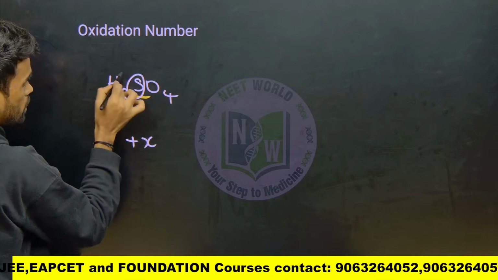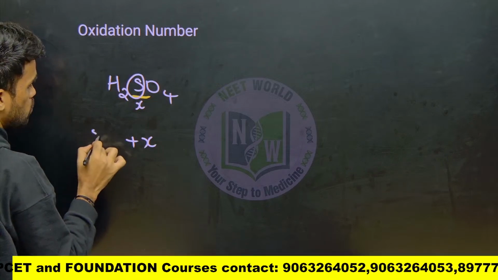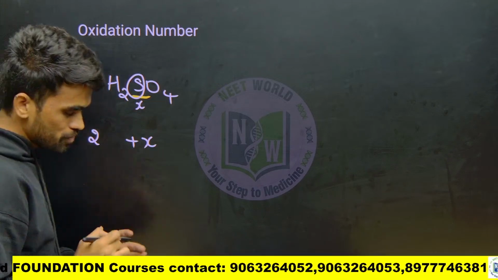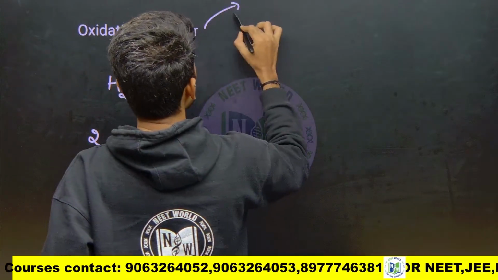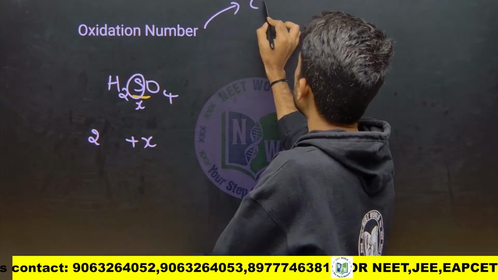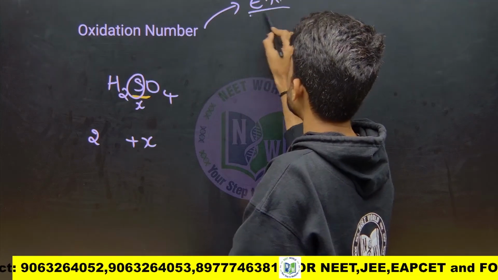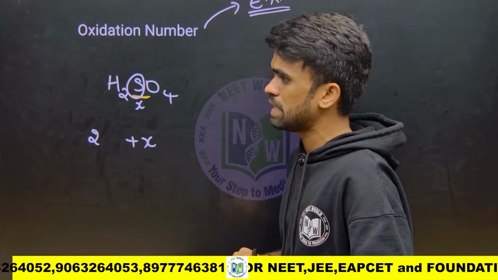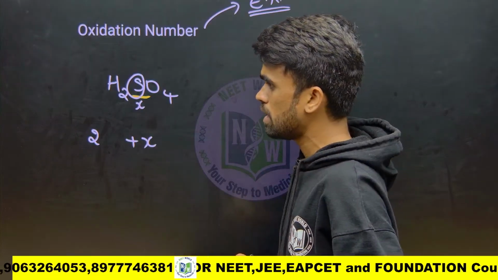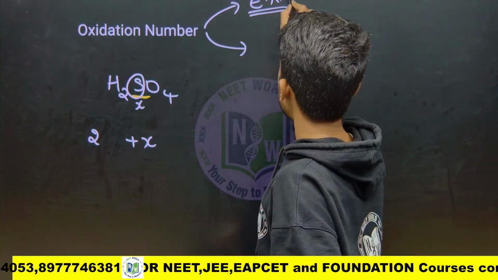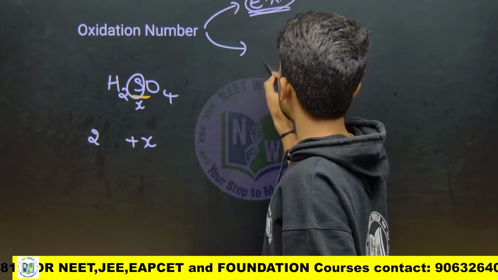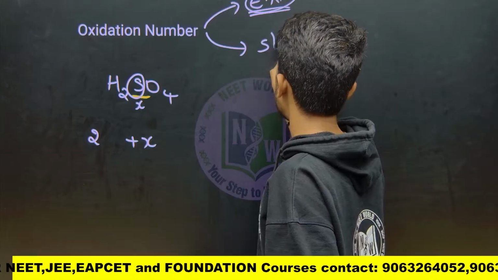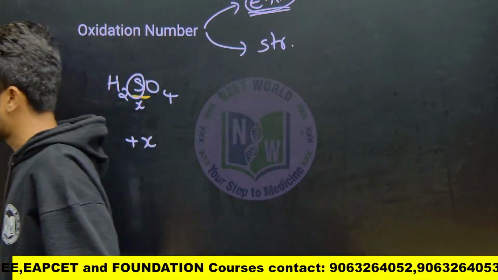Now here, how many hydrogens are there? 2 hydrogens are there. So finding the oxidation number is based on what? Based on electronegativity difference, giving the oxidation number based on electronegativity difference. This is one thing you need to remember. And one more thing, after knowing this electronegativity difference, for a few molecules we also need to consider their structure. These are the two factors we need to consider.